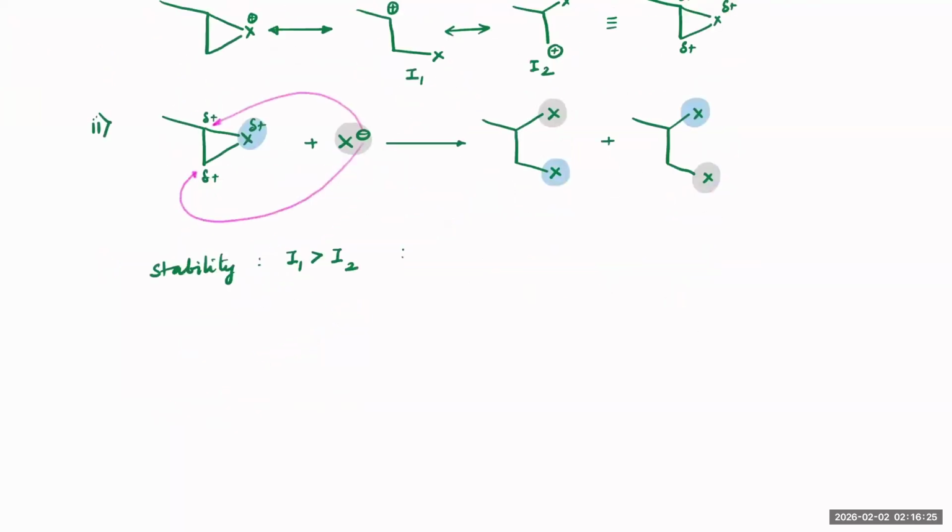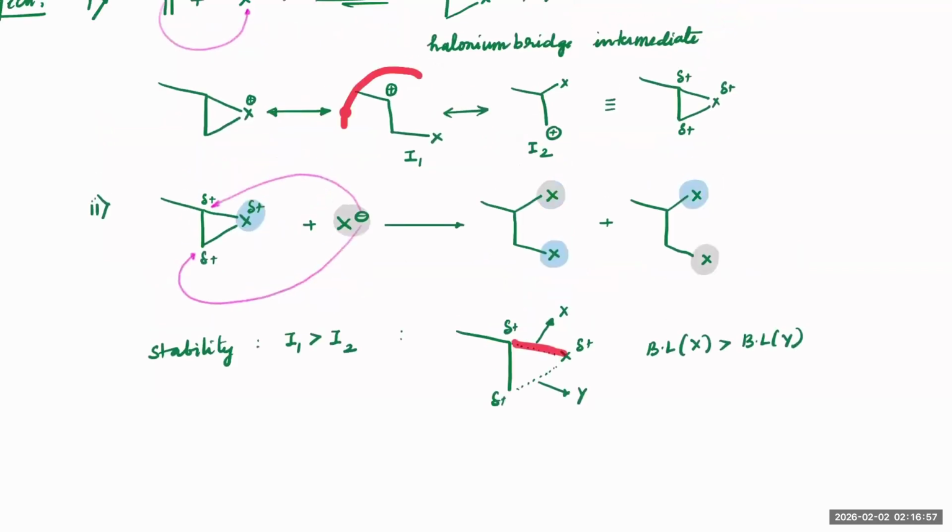So if this is more contributing in the hybrid structure, I can say that when these two carbons are connected to halogen like this with delta positive and delta positive, this one which has, let's say, X bond length, and this one which has Y bond length, I can say that the bond length wise, X is larger than bond length of Y. For simple reason, breaking this bond is easier because that's how you can get this intermediate.